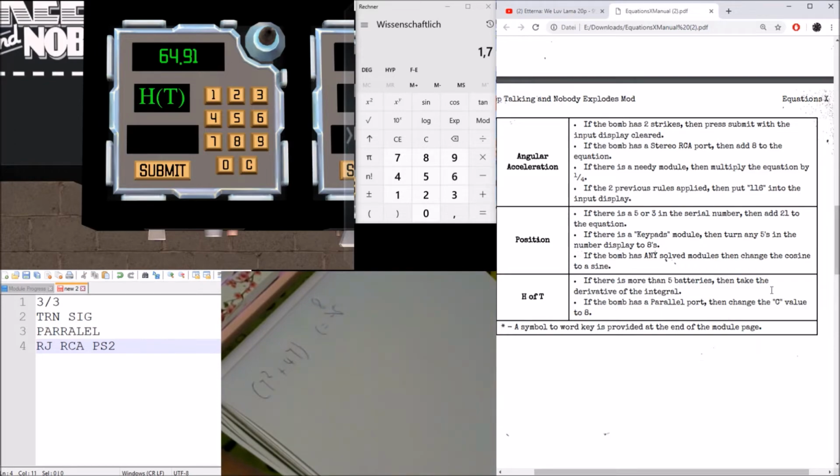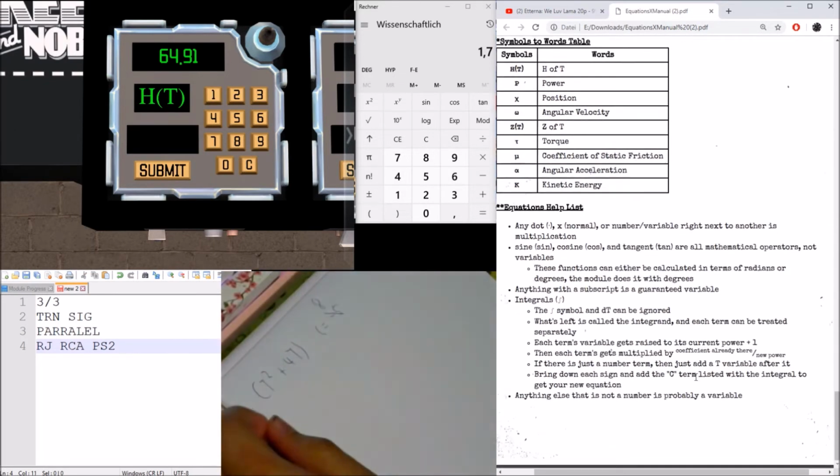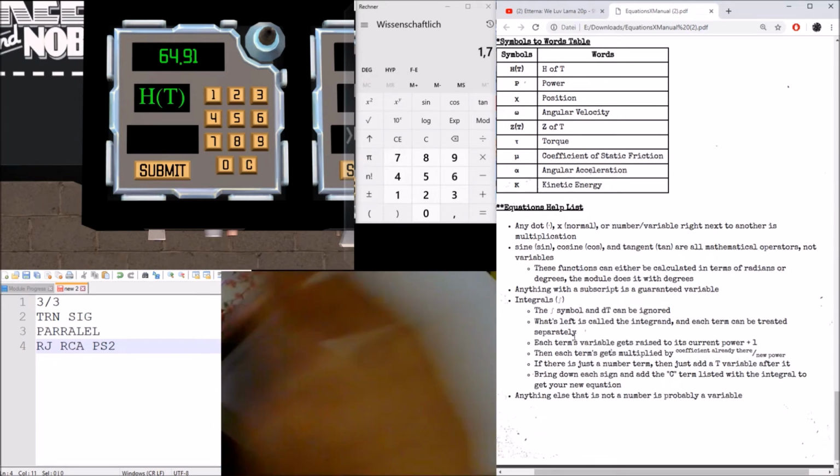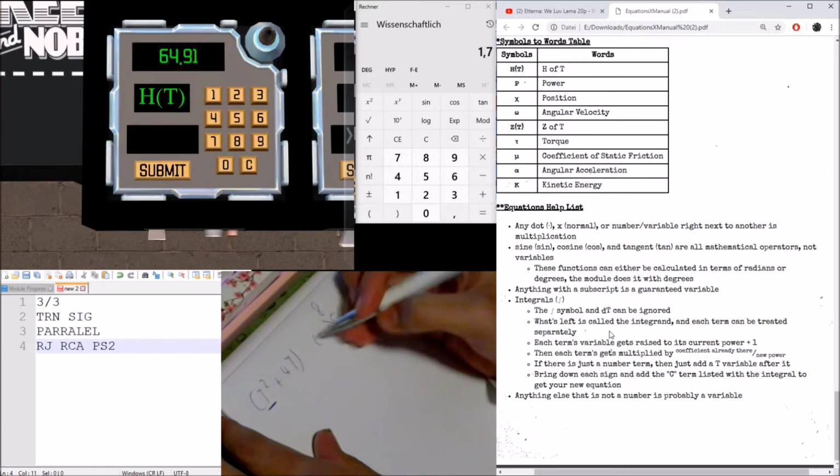That's that. So now we'll go over the hard part. The integral rules. As it says here, for integrals, the s symbol and the dt symbol can be ignored. You don't care about them anymore. So what's left is an integrand. These things right here are integrands.